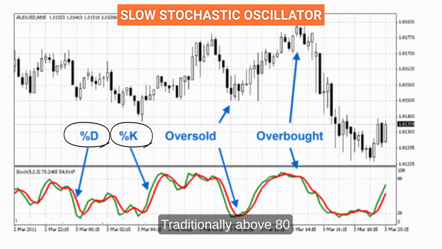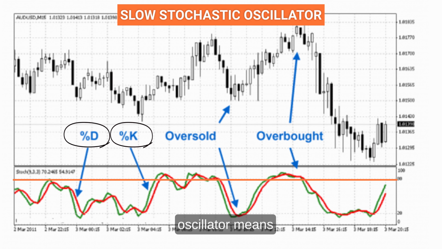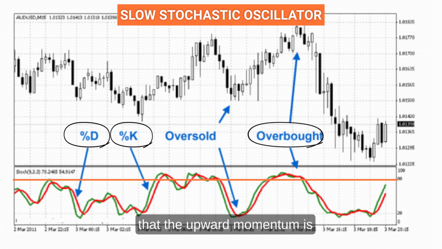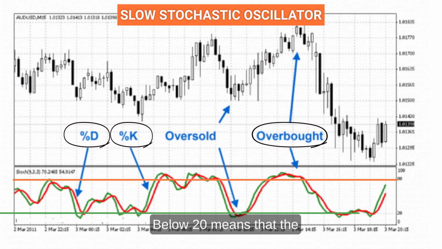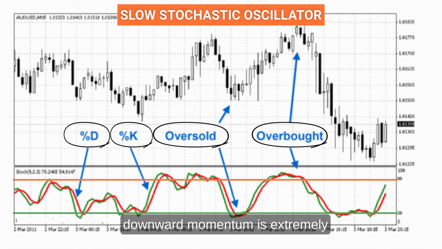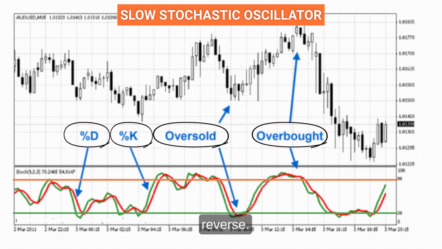Traditionally, above 80 on the stochastic oscillator means that the upward momentum is extremely high and unsustainable, and so the oscillator and the price must reverse. Below 20 means that the downward momentum is extremely high and unsustainable, and so the oscillator and price must reverse.